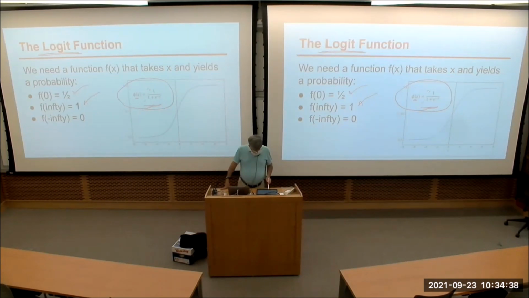So this function satisfies the 3 requirements that we have and has a nice shape to it. It approaches asymptotes where we want. And this is the logit function. And this is how we're going to map the differences in scores.